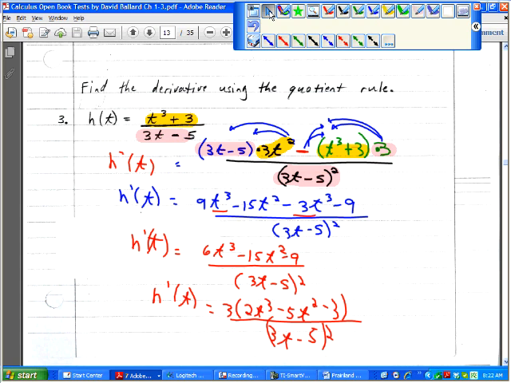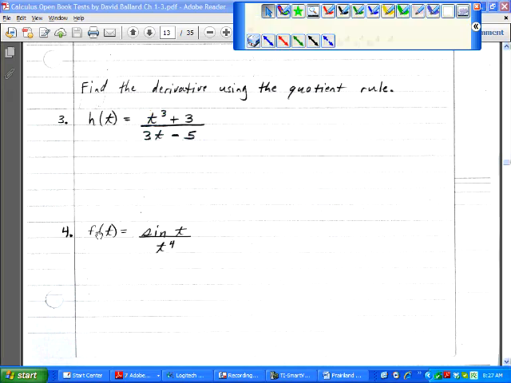Okay. So the derivative of a quotient is denominator times derivative of numerator minus numerator times derivative of denominator over denominator squared. Okay. All right.